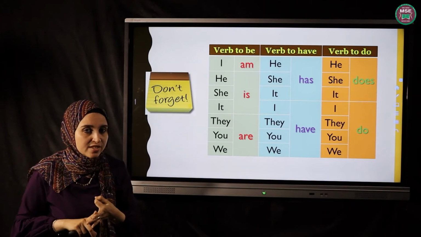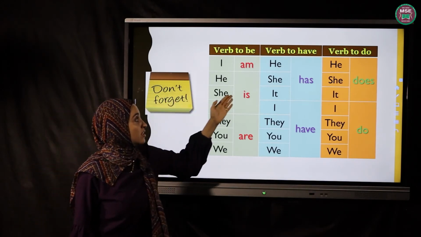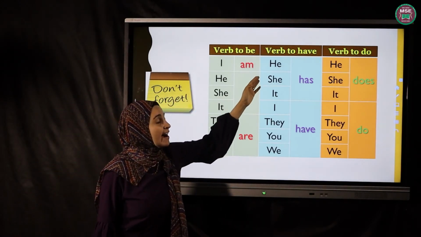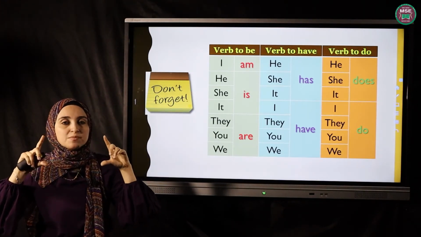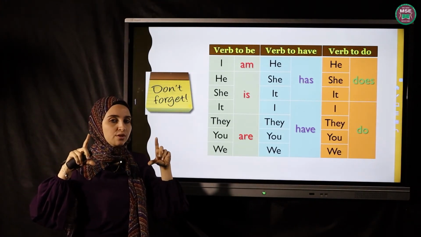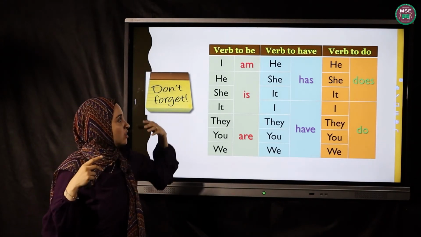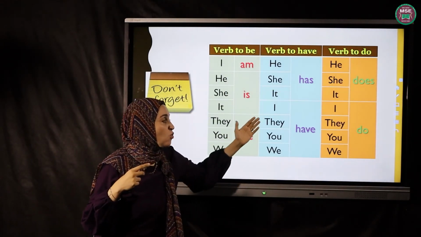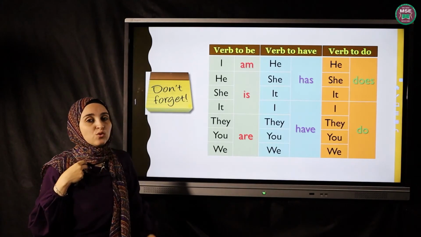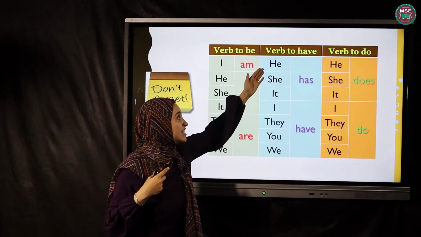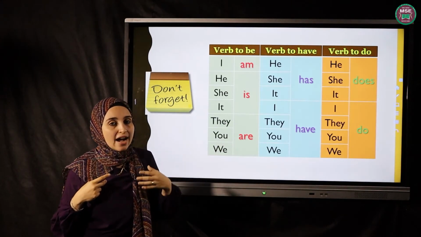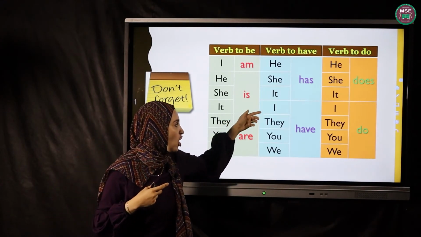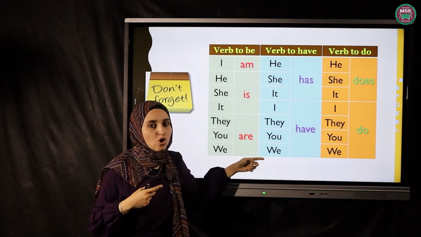Okay, remember that, it's very important. After that, if I have verb have between brackets and he asked me to correct the verb, he wants from me to answer with has or have. My answer will be has if I have he, she, or it. My answer will be have if I have I, they, you, or we.